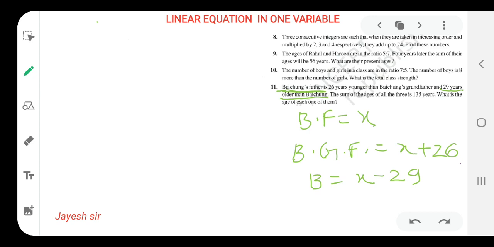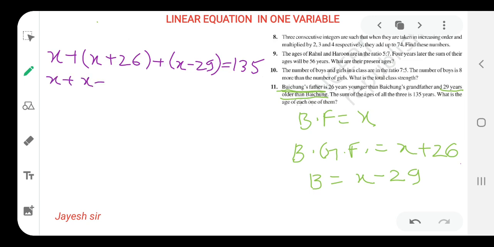So let's put it in the equation. x, that is Baichung's father, plus x plus 26 as Baichung's grandfather, plus x minus 29, that means Baichung. All three I have taken, and their sum is 135. I hope you all might be getting it till now. Now what are we supposed to do? We will first open the bracket. x plus 26 plus x minus 29 is equal to 135, friends.